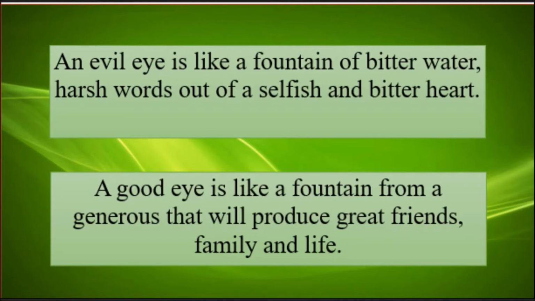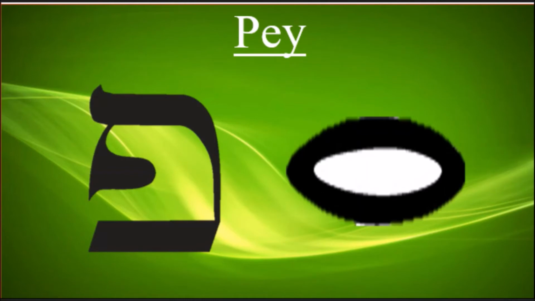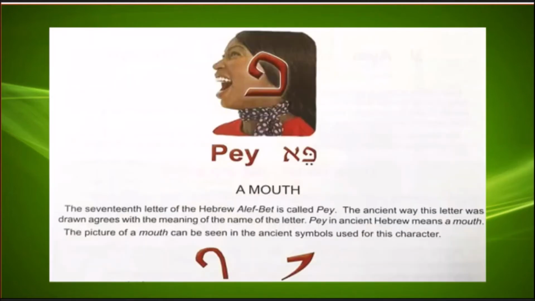Let's get into the next letter, which is pay. Now this is the pay on the right, the pictograph Hebrew, and on the left you see the block Hebrew there, or the modern script or post-Babylonian script. Pay. The 17th letter of the Hebrew Aleph-Bet is called pay. The ancient way this letter was drawn agrees with the meaning of the name of the letter. Pei in the ancient Hebrew means a mouth. The picture of a mouth can be seen in the ancient symbols for this character.